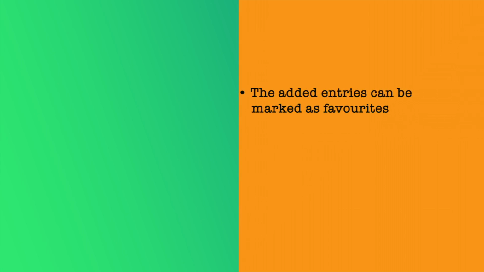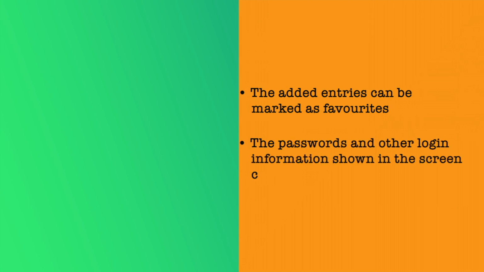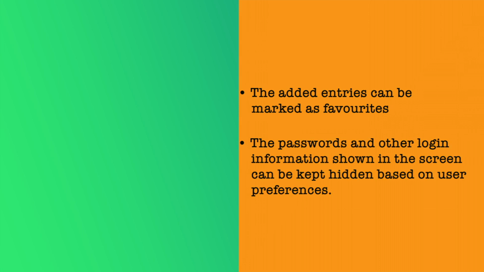So few websites that you frequently visit, those entries can be marked as favorites, which then can be accessed by right-clicking the system tray icon. The passwords and other login information shown in the screen can be kept hidden based on user preferences. You don't want people to see it, you can keep it hidden as per your preferences. This is the GUI of the G Password Manager. Pretty plain, pretty simple and easy to use.